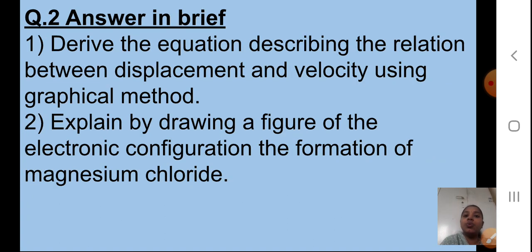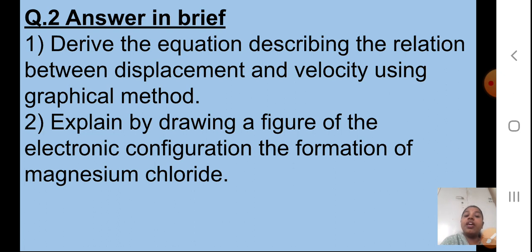Your question number 2 is answer in brief. Okay, now what is this answer in brief? First question, derive the equation describing the relation between displacement and velocity using graphical method. Okay, you are going to derive the equation.